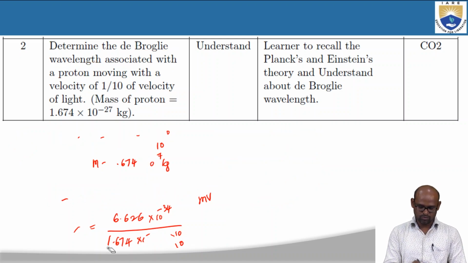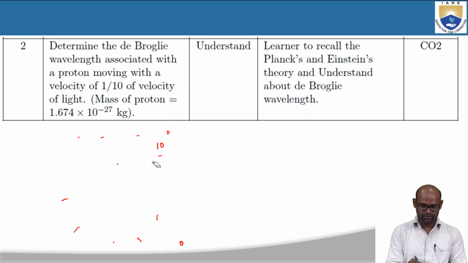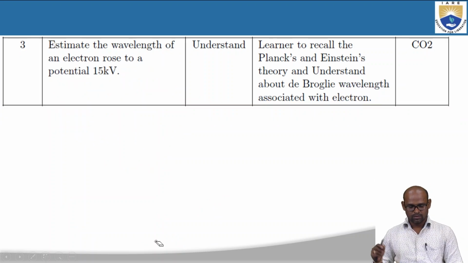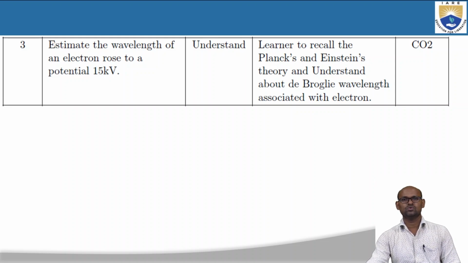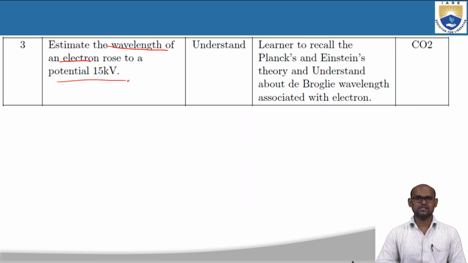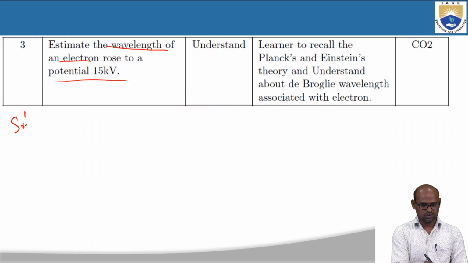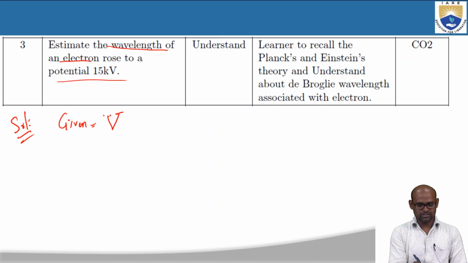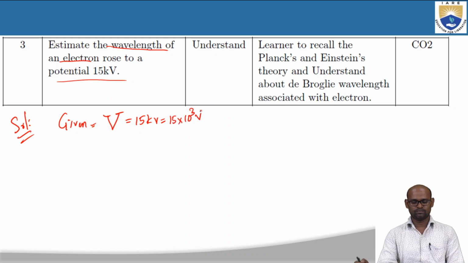In two of these problems we have used the de Broglie wavelength equation. The next problem is: estimate the wavelength of an electron accelerated through a potential of 15 kilovolts. kV means kilovolts. To start the solution, whatever is given: the potential is given as 15 kV or 15,000 volts, so 15 × 10^3 volts.